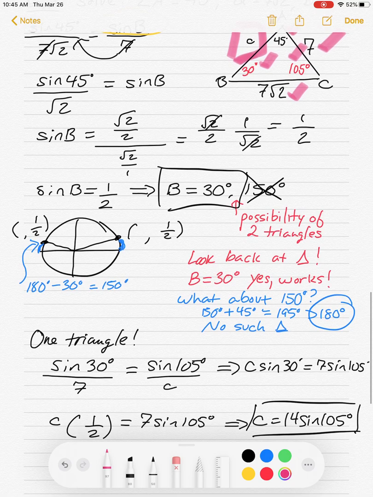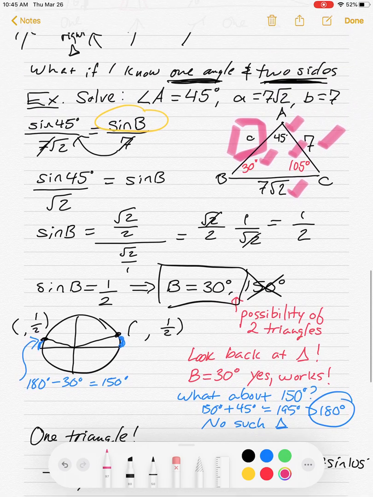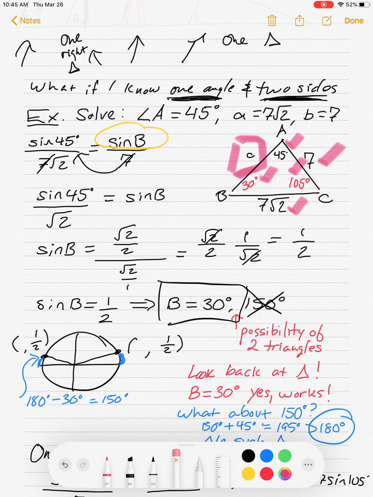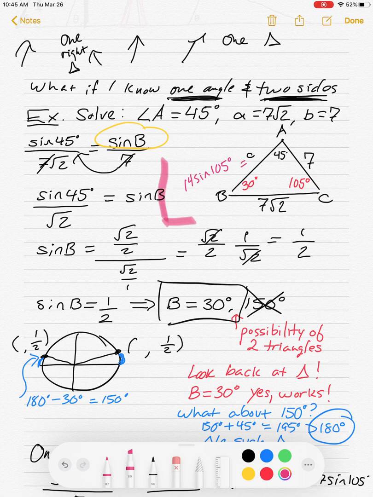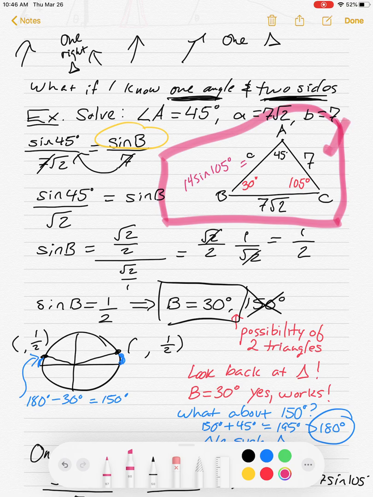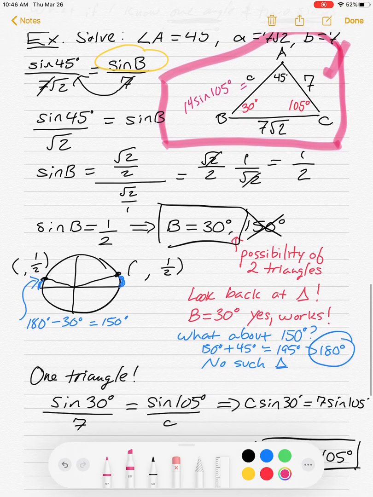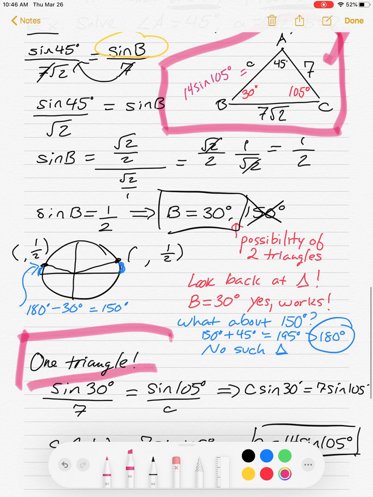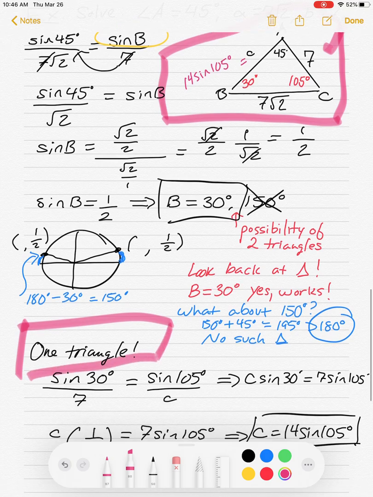So should I go back up here and put that on the triangle? Okay. So now my triangle is solved. I have all 6 pieces of information. And again, in this case, I had only one triangle to worry about, so I'm done.